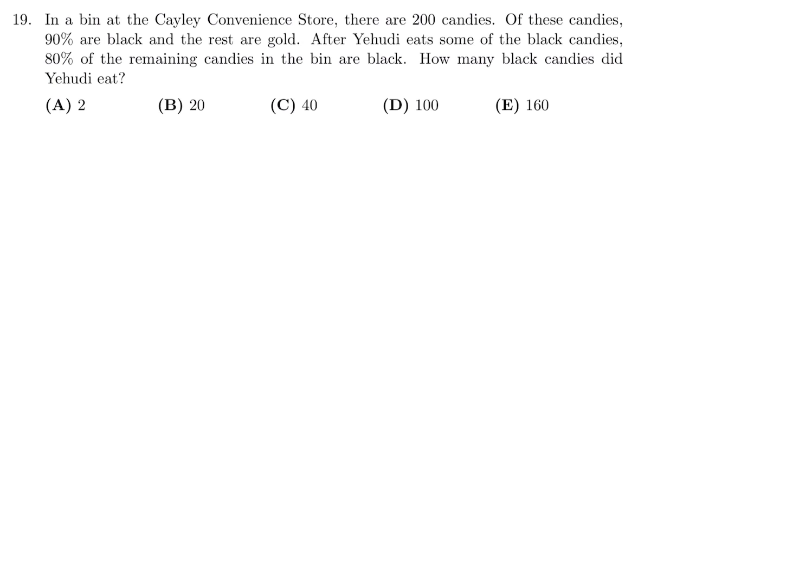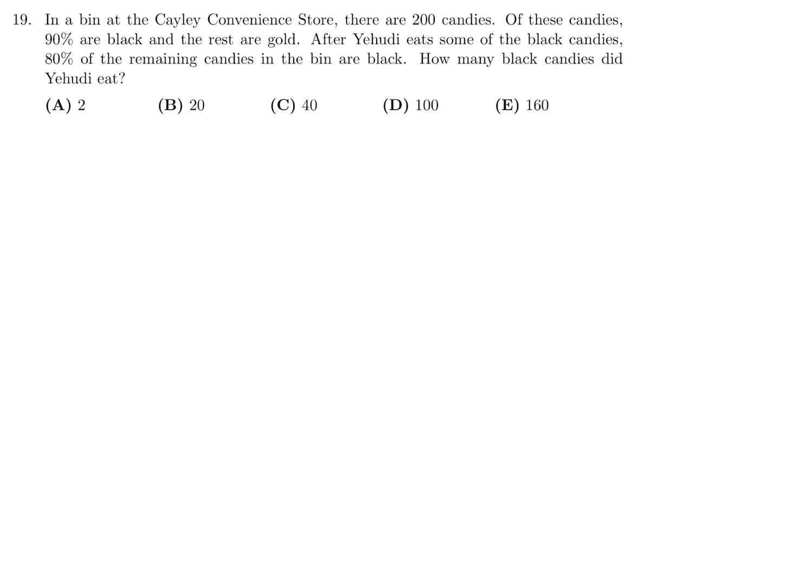In a bin at the Cayley convenience store, there are 200 candies. Of these candies, 90% are black and the rest are gold. After Yehudi eats some of the black candies, 80% of the remaining candies in the bin are black. How many black candies did Yehudi eat?